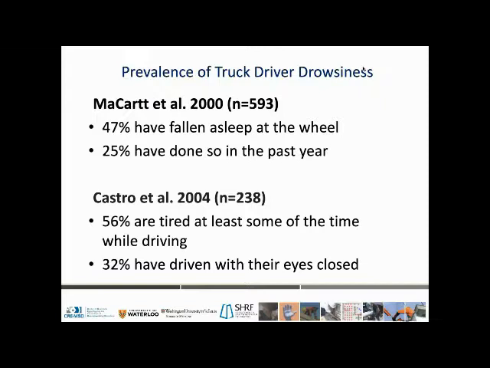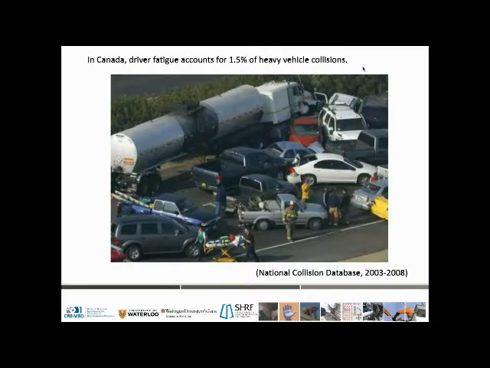And another study found that over 50% were tired at least some of the time while driving, and 32% had driven with their eyes closed. So what I'm trying to say is the prevalence of fatigue in the trucking industry is high. And this is problematic. In Canada, driver fatigue is responsible for about 750 collisions per year, or 2 a day. And these cost a lot of money.